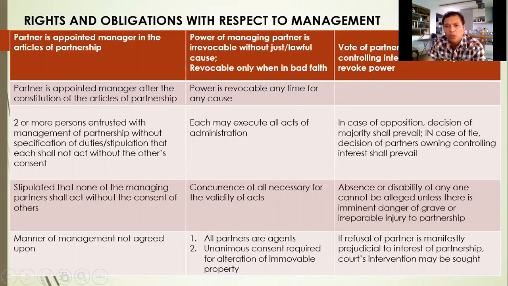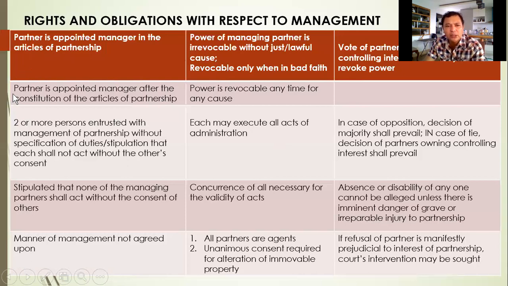So how to revoke such power? The partners representing controlling interest may vote in order to revoke his power. So there's a vote necessary to revoke the power of a managing partner who is appointed in the articles of partnership. Okay, so this one is very hard to reject or remove.